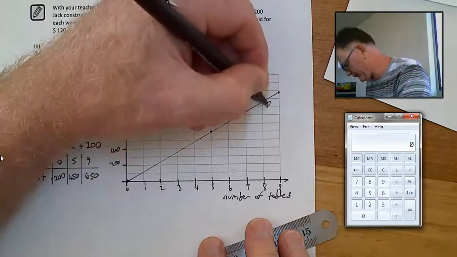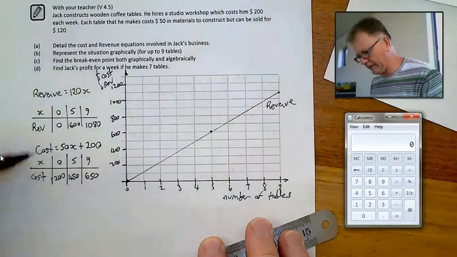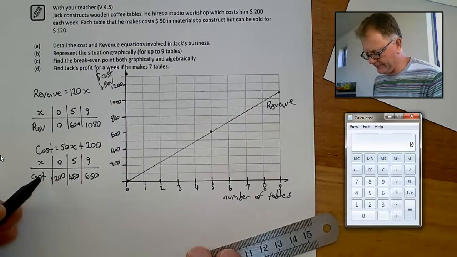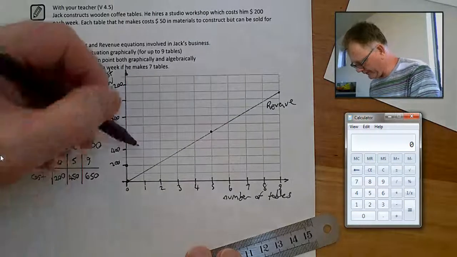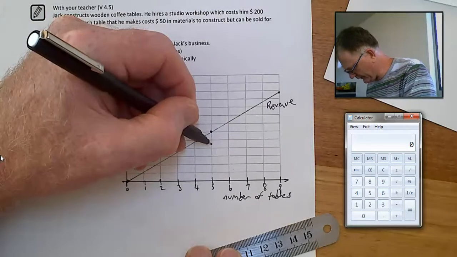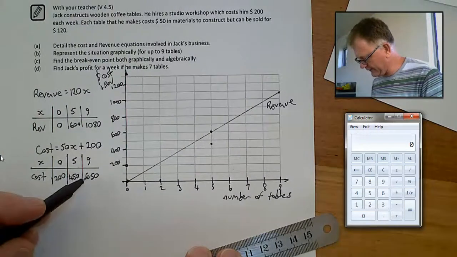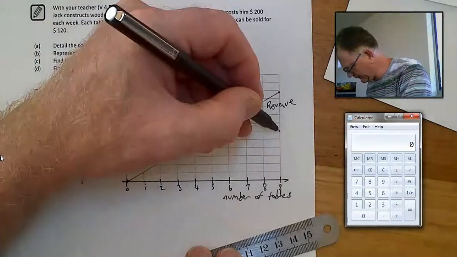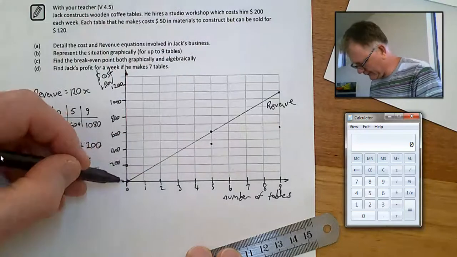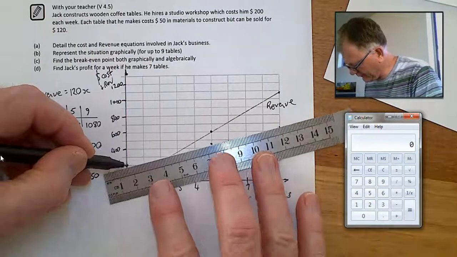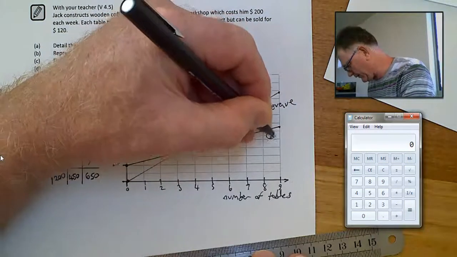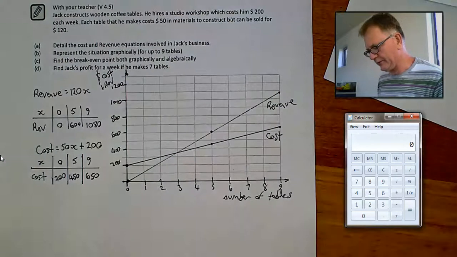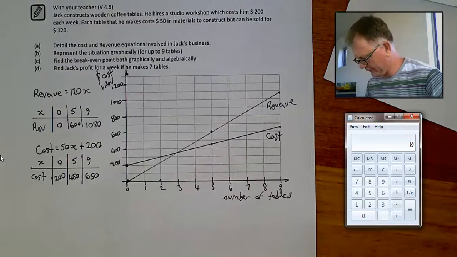That's revenue. And we can graph the other line, the cost line. (0, 200) is on the line. (5, 450) is on the line. And (9, 650) is on the graph. There are 3 points. They should once again be in a straight line. That's our cost line. So we've graphed the cost equation and the revenue equation.